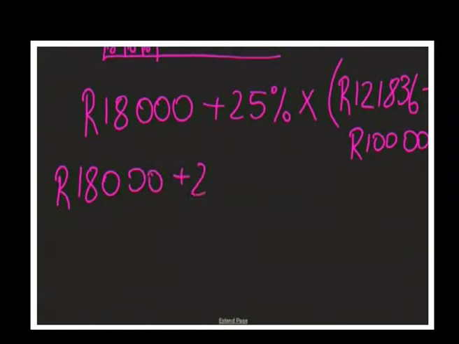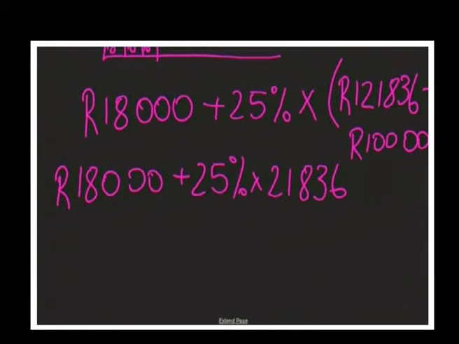And 25% of, I want to do this calculation. Now, I don't think we need a calculator for this, but in case you do and you want to use your calculator, go right ahead. But 121,000 minus 100,000 leaves us with 21,836 Rand.